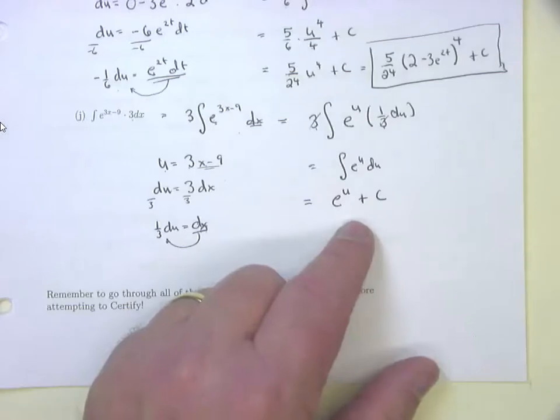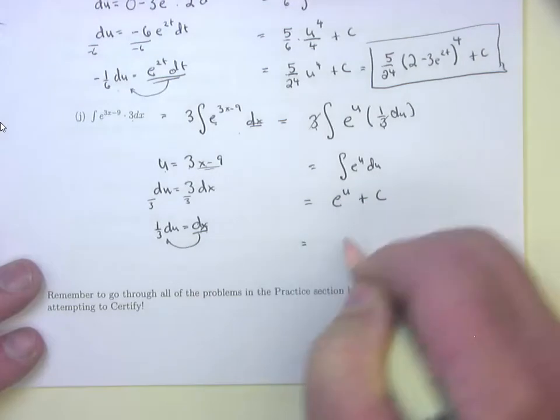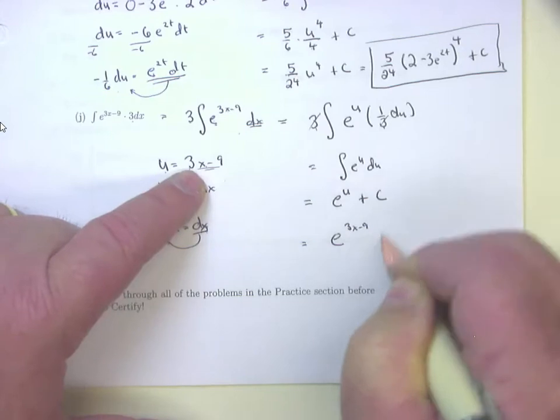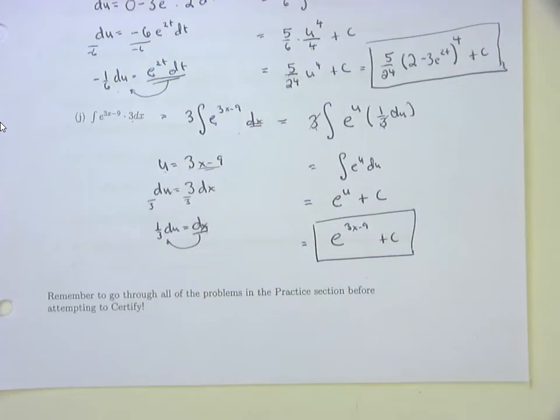Integrate them, and then what's step number 6? What's the last thing you're going to do? Back substitute. Get your answer. So this would be e to the, u was what? 3x minus 9, plus c. There's my solution. U-substitution. Does that make sense? Questions?